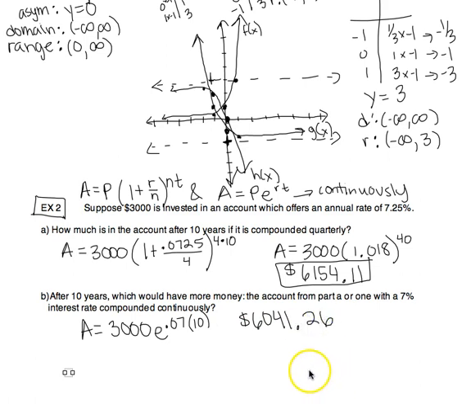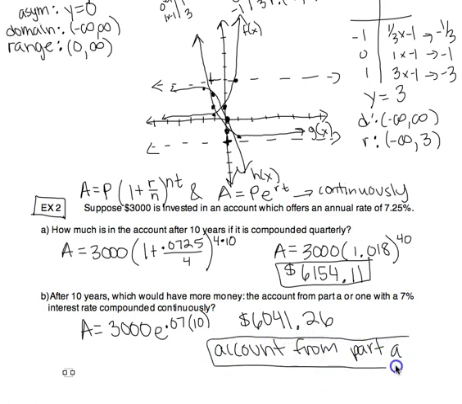$6,041.26. Now, this is not the answer because the question asked which would have more money. So our final answer is the account from Part A would have more money. All right, continuing on. So that should give you what you need to do the 3.1 homework, which is on page 448.